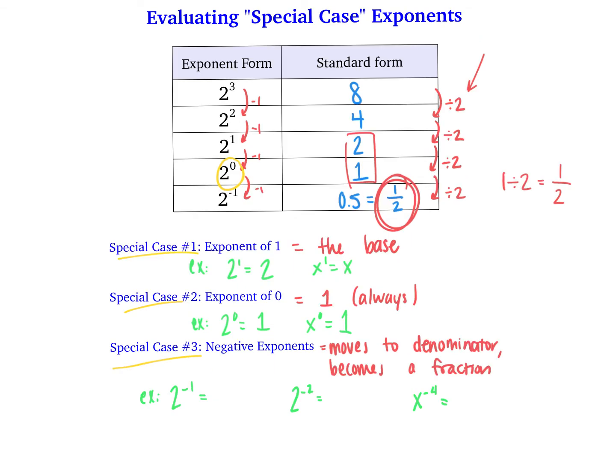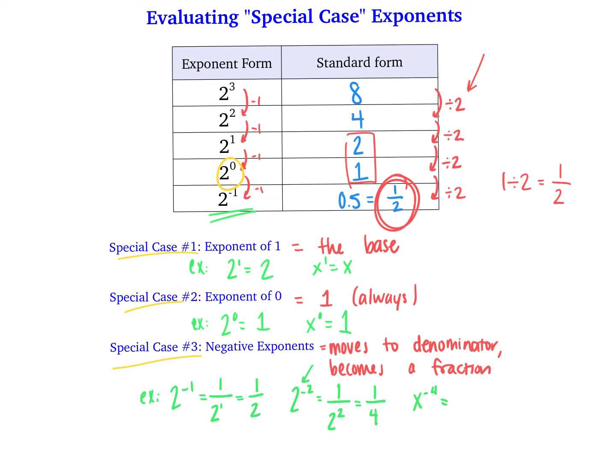So how we can summarize that is anytime you have a negative exponent, it moves to the denominator and becomes a fraction. So in our example of this table of 2 to the negative first, we saw that was equal to 0.5. Or another way of writing that would be 1 over 2 to the first power, which is 1/2. So if we had 2 to the negative second, again, that negative tells us to move it. So it would become 2 to the second power, and 2 to the second power is 4. So that's the same as 1/4.